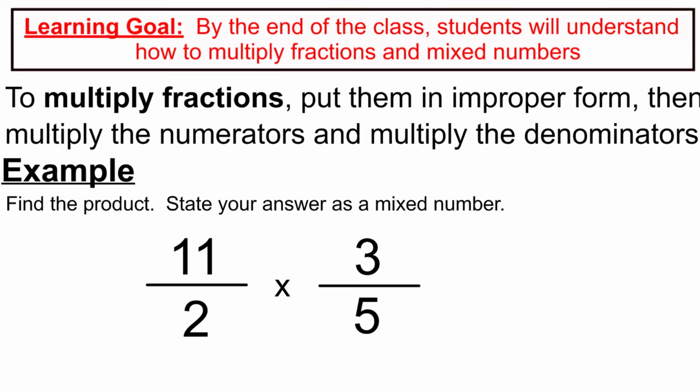Okay, so here's your next problem. So this says put them in improper form, which I'm looking at these numbers and they are in improper form, and then it says multiply the numerators and the denominators together.